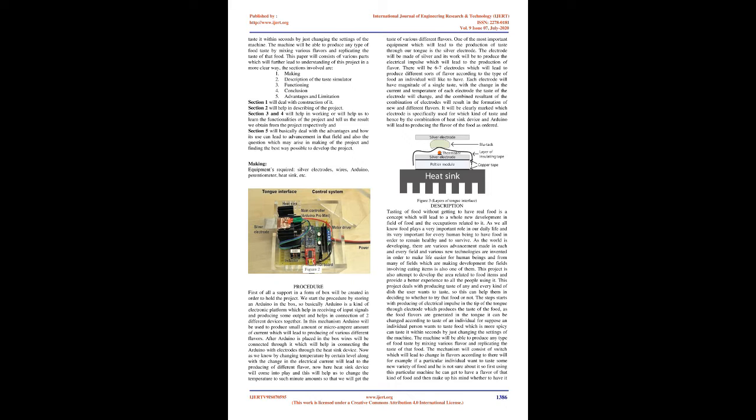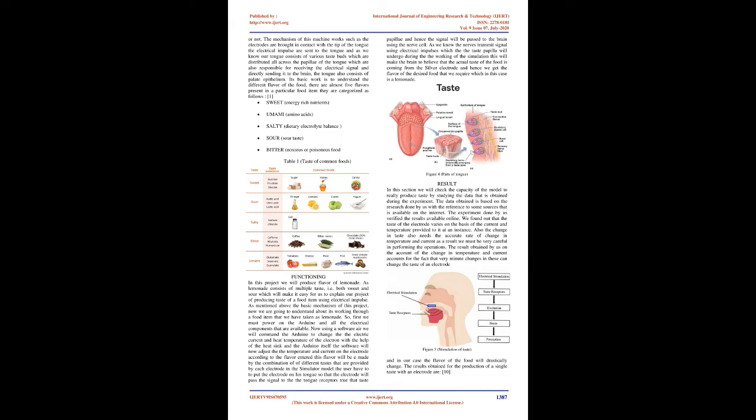One of the most important pieces of equipment which will lead to the production of taste through our tongue is the silver electrode. The electrode will be made of silver, and its work will be to produce the electrical impulse which will lead to the production of flavor. There will be 6 to 7 electrodes which will produce different sorts of flavor according to the type of food an individual would like to have.